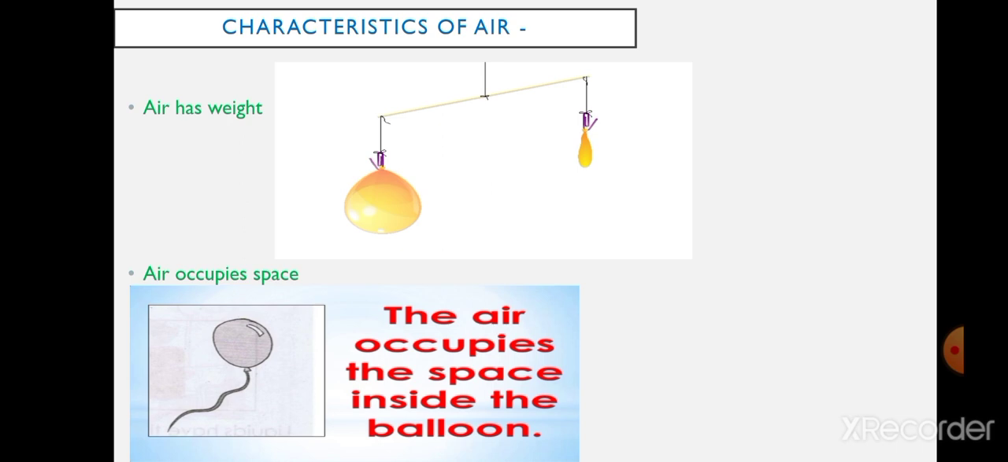So air has weight. Next, air occupies space. Similarly, you can take a balloon, and without air it will not take shape. But once you blow air into the balloon, it will expand. So through that we can prove that air occupies space.